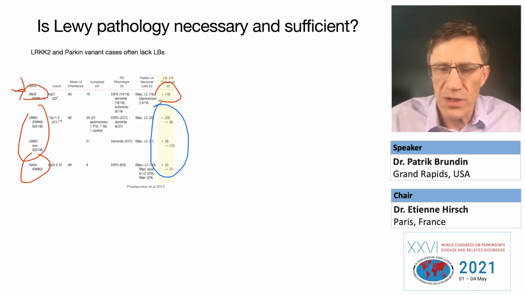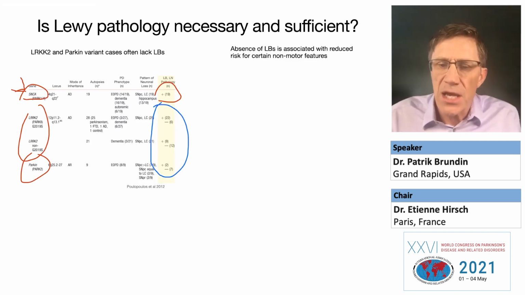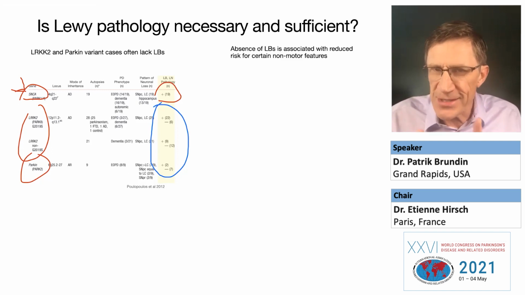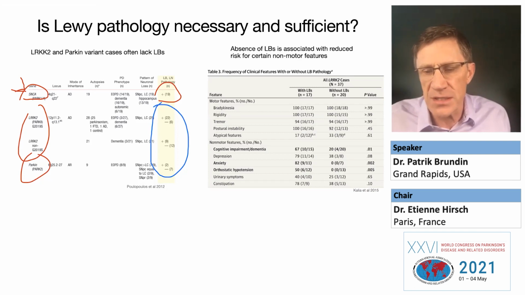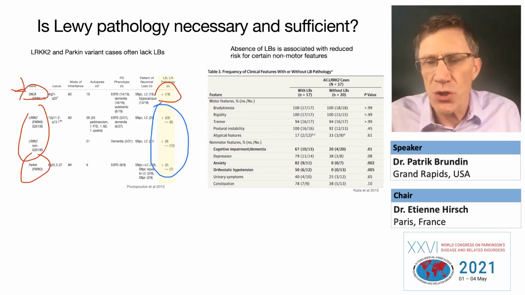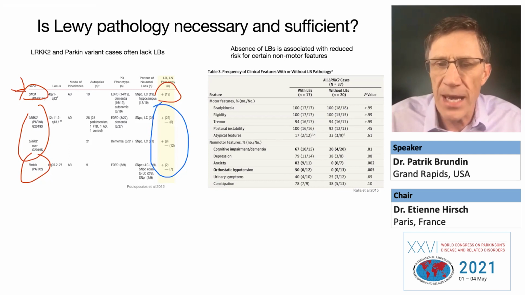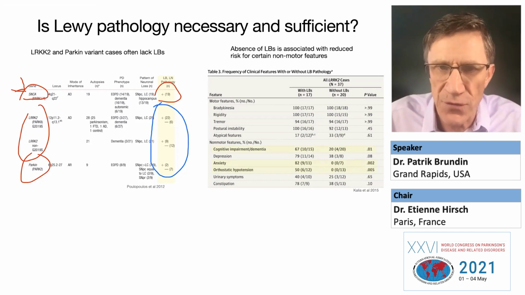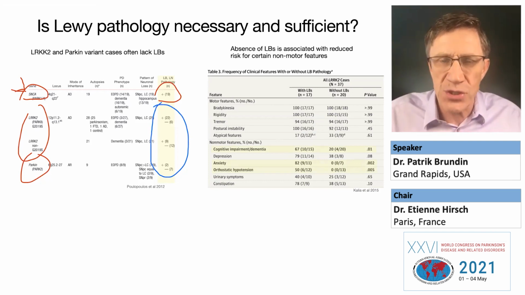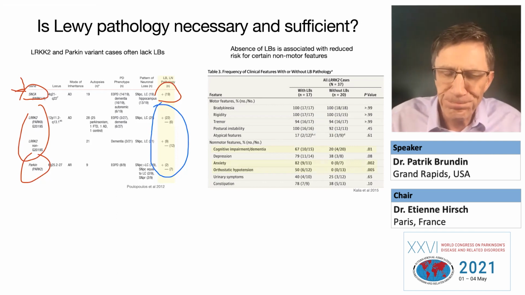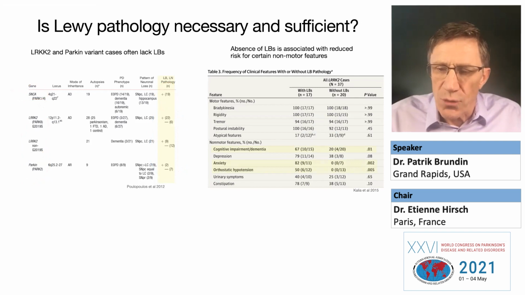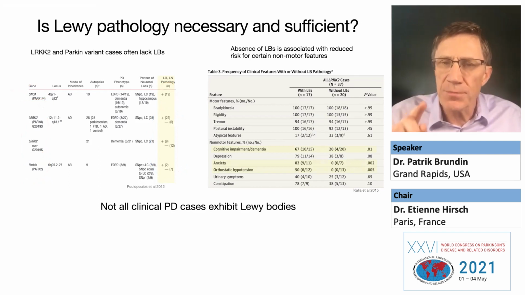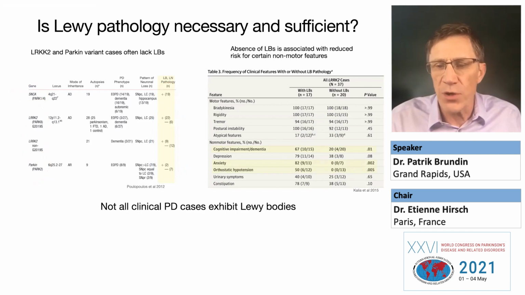And if we look further at this, you can see that the absence of Lewy bodies, and this is interesting, is associated with reduced risk for certain non-motor features of the disease. And this paper by Kelly et al. showed that specifically cognitive impairment, anxiety, orthostatic hypotension was less prevalent in those individuals who had motor disturbances but did not have Lewy bodies. So we can conclude, not all clinical Parkinson's disease cases have Lewy bodies.